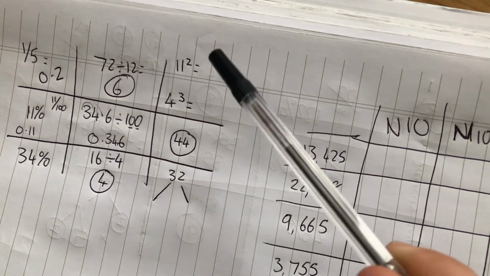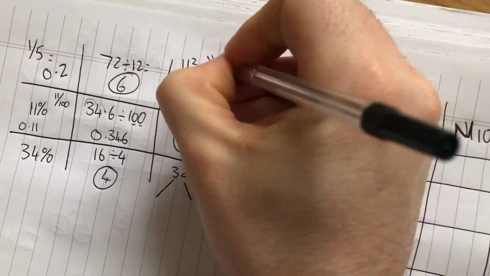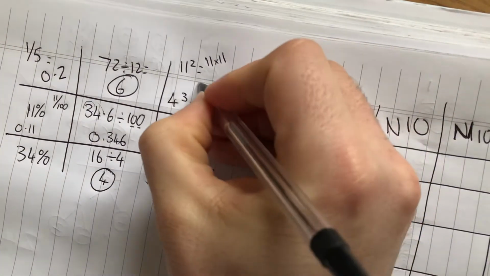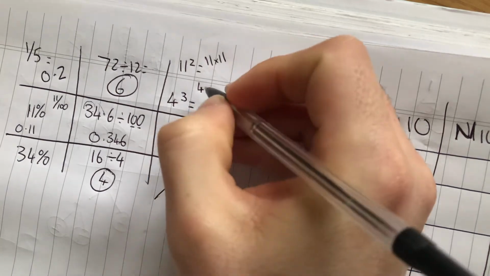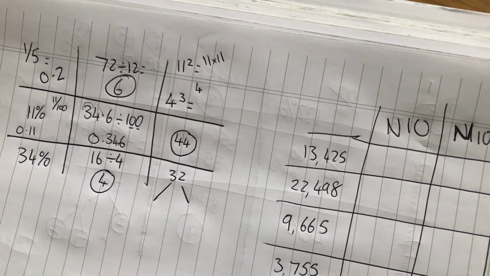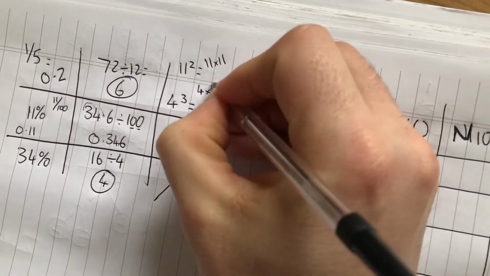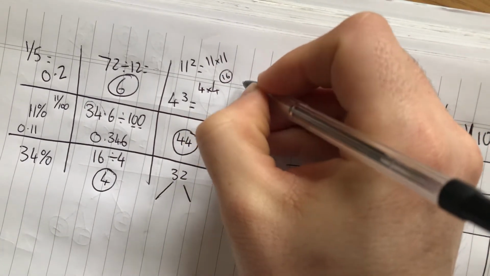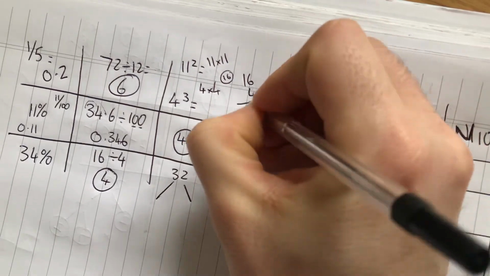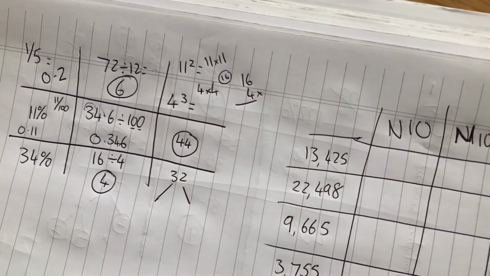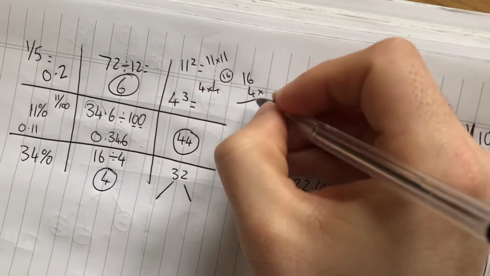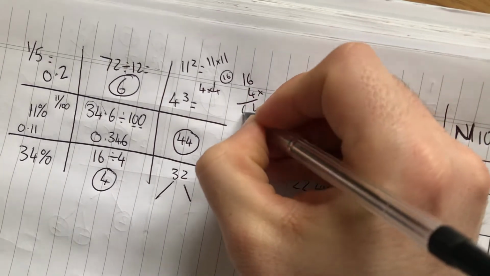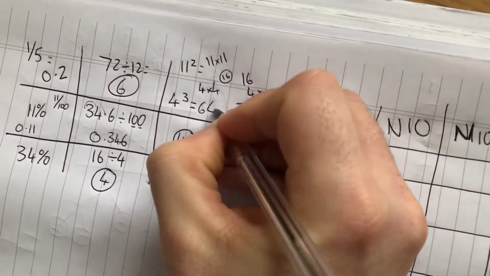Our properties of numbers, 11 squared, don't forget that's just 11 times 11. 4 cubed, because I know a lot of us do 4 times 4, some of us do 4 times 3, which is 12. But it's not, it's 4 times 4, which is 16, and then times that by 4. And you can always check, we don't know our 16 times table, do we? 6 times 4 is 24, 1 times 4 is 4, add 2, 6. So that's 64.